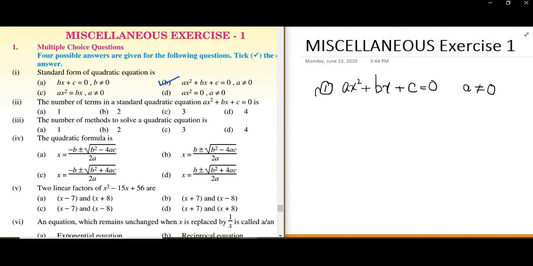The number of terms in a quadratic equation. Okay, how many terms are there? Term number 1, term number 2, term number 3. There are 3 terms in the quadratic equation.